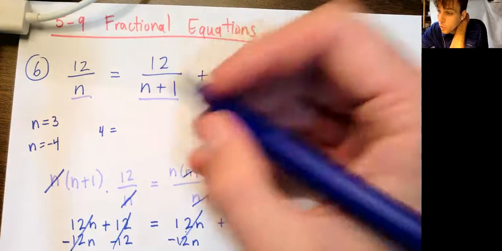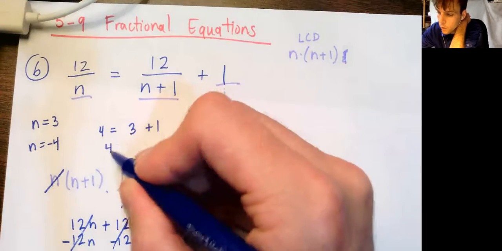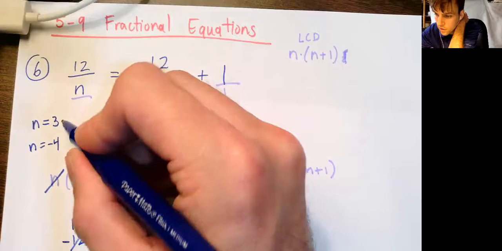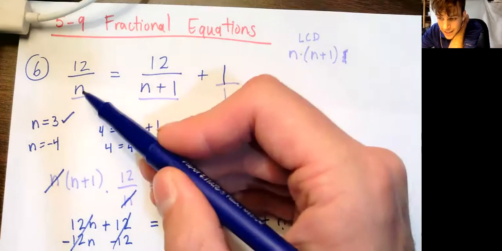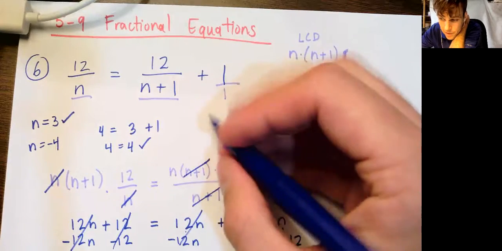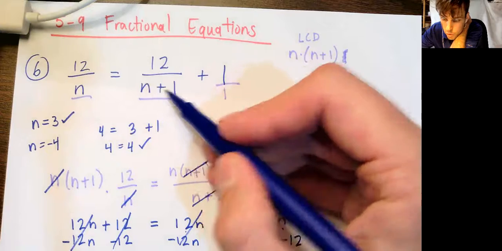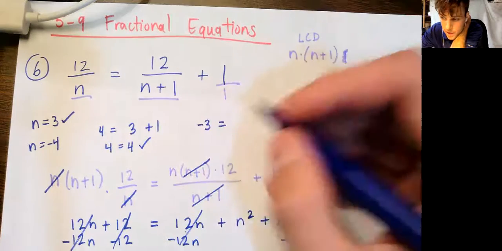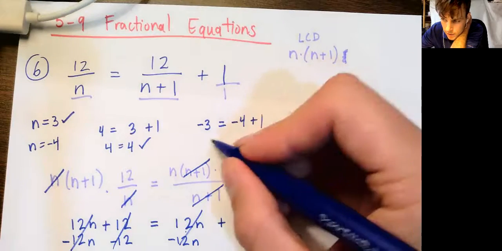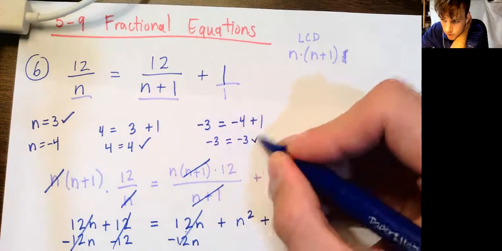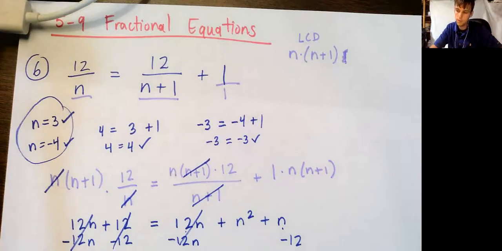Okay, n equals 3, so that's going to be 12 divided by 3 is 4. 12 divided by 4, 3 plus 1 is 4, that is 4 equals 4, that checks out. So this solution, totally fine. Now we go ahead and try this again. Plug in -4 here, so 12 divided by -4 is -3. Negative 4 plus 1 is negative 3. 12 divided by negative 3 is negative 4 plus 1. That's going to be negative 3 equals negative 3. Also checks out. So these were both solutions. They're both fine. No extraneous solutions. There we go.